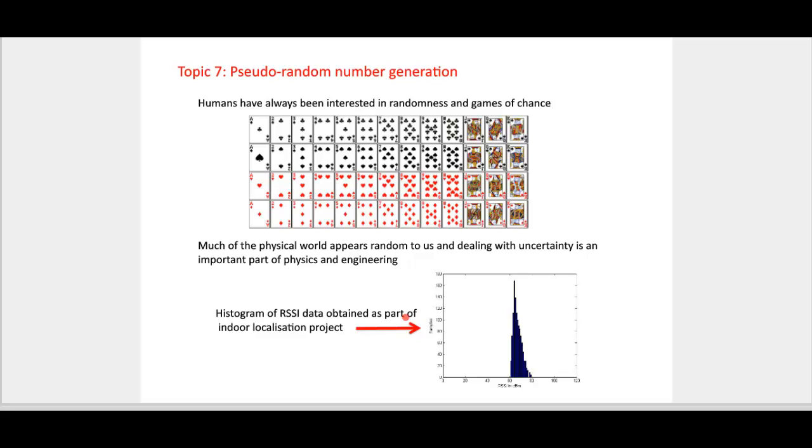So engineers and physicists need to be able to work with randomness. We need to be able to model it, we need to be able to understand it. Okay, that's just one example, there's millions of examples.